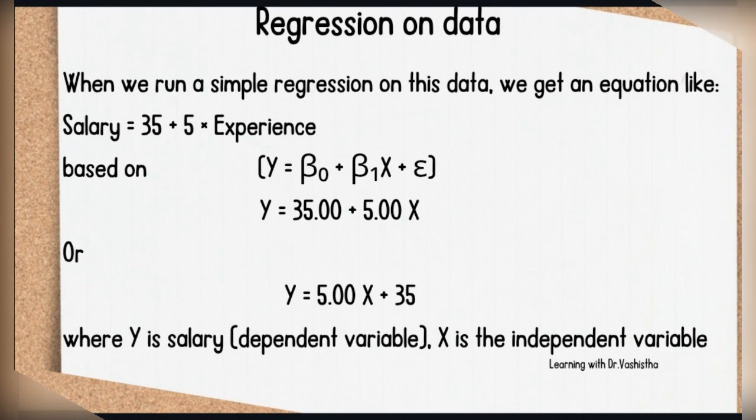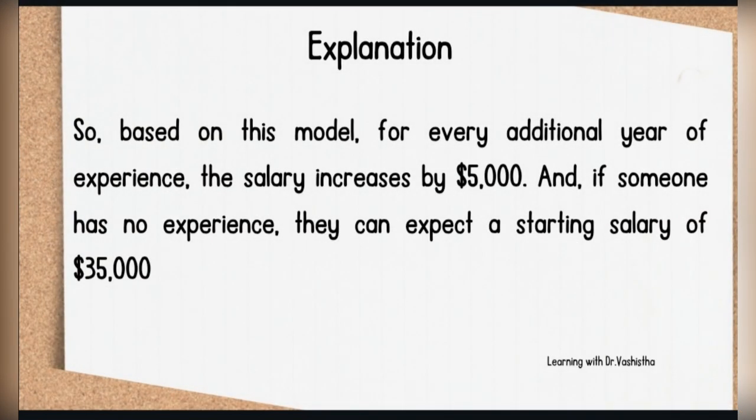Now what does this infer? This explains the situation based on this model: for every additional year of experience, the salary increases by 5,000. And if someone has no experience, where the value of x becomes 0, they can expect a starting salary of 35,000, because the entire term 5x would become 0, so y would be equal to 35,000.